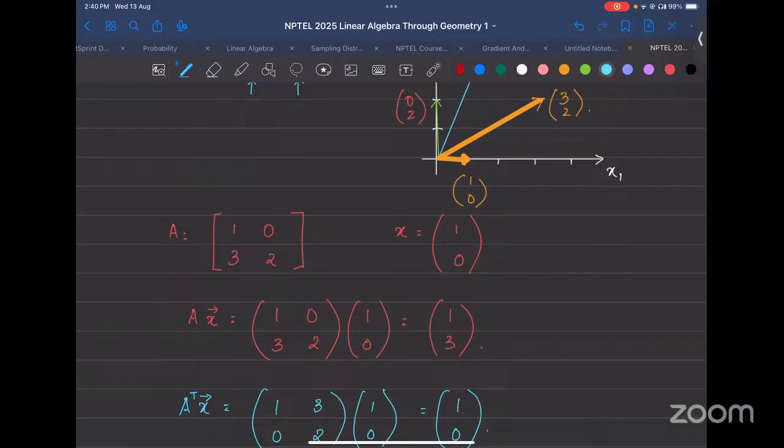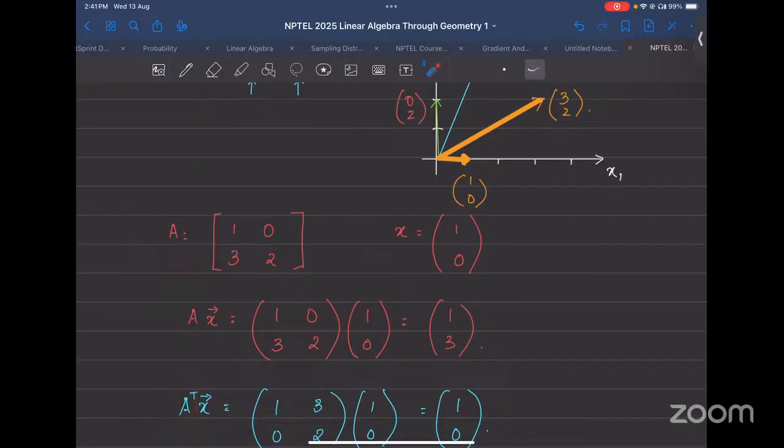Yes, sir. Sir, when we applied transpose to A, shouldn't we apply it to also the X, sir? No, no. The transpose operation is basically for this. You only said A transpose X. You did not say A transpose X transpose, right? You only said A transpose X.